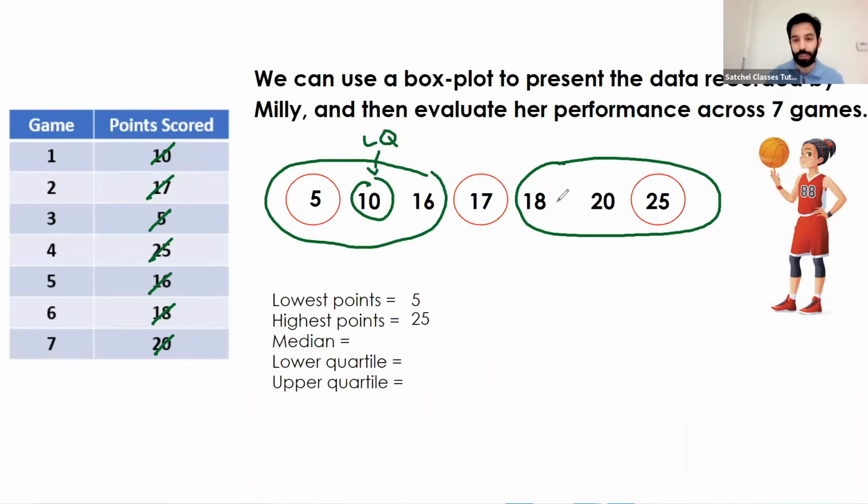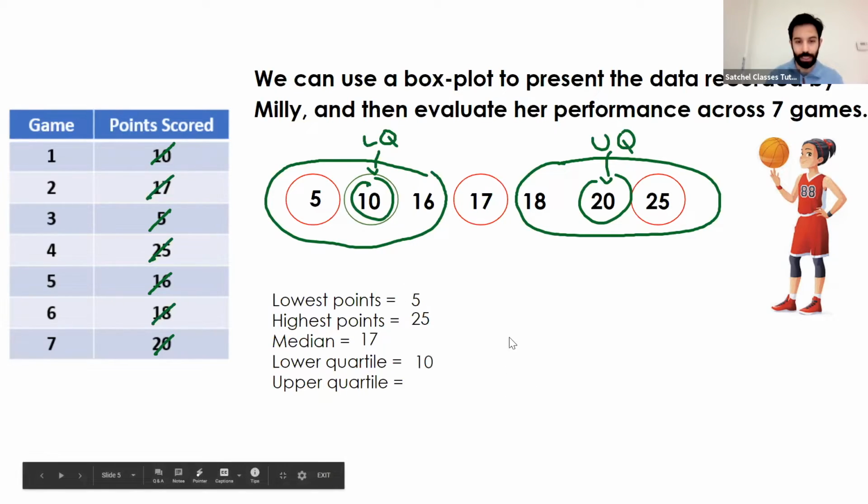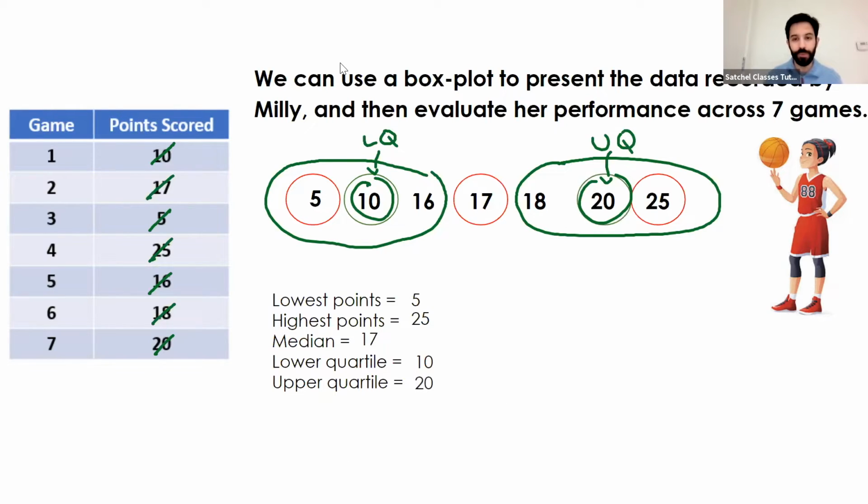The upper quartile is going to be, well, the median of the upper half is going to be 20. 20 is between 18 and 25. So that's going to be our upper quartile. And then the median is 17. The lower quartile is 10. And the upper quartile is 20. There we go. And I'm just going to rub out some of the drawings so it makes easier sense.